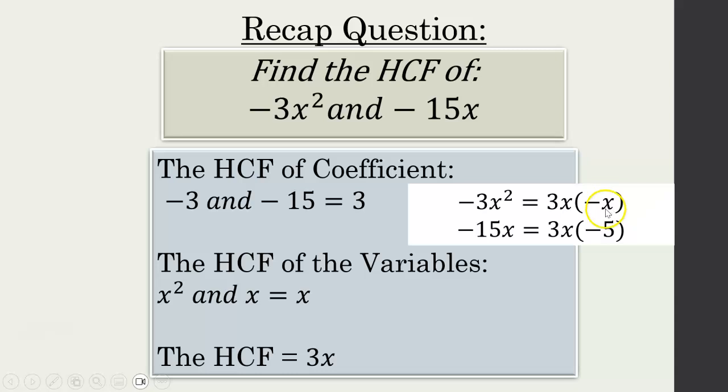So minus 1x. Minus 15x, well, that's the same thing as 3x. Now, they both have x's, so that's okay. But it's minus 15 and 3. So I need to multiply something by 3 to get to minus 15. Well, it's going to be minus 5. Because a plus by a minus is a minus, yeah?